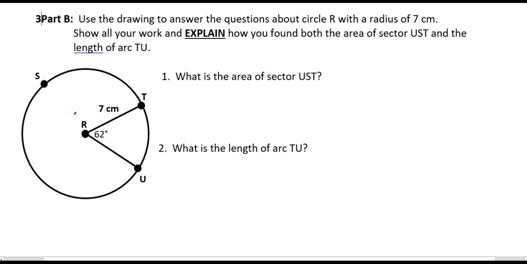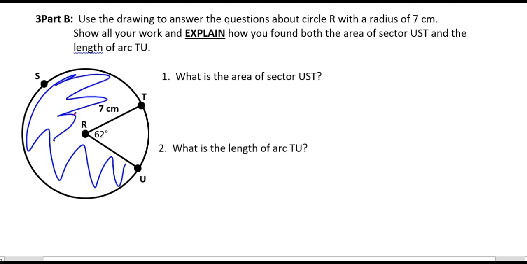Now we're going to talk about 3B. Using the drawing to answer the questions about the circle R with a radius of 7 centimeters, show all your work, explain how you found the area of the sector UST and the length of arc TU. So we're looking for the area of sector UST. So that means we're looking for all of this out here. It's important that you understand that because we're going to have to find out what that arc is, UST. So that's the first thing we're going to do, is find out what the arc is for UST. And to do that, we're going to do 360 minus the 62, and that's 298.